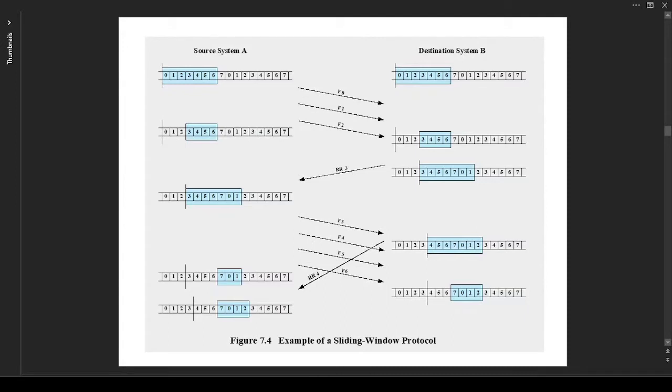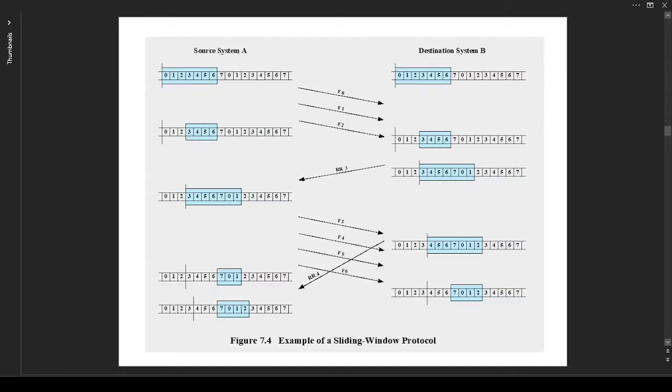B then transmits an RR, or receive ready, 3, which means I have received all frames up to frame number 2, and I am ready to receive frame number 3. In fact, I am prepared to receive 7 frames, beginning with frame number 3. With this acknowledgement, A is back up to permission to transmit 7 frames, still beginning with frame 3. Also, A may discard the buffered frames that have now been acknowledged.